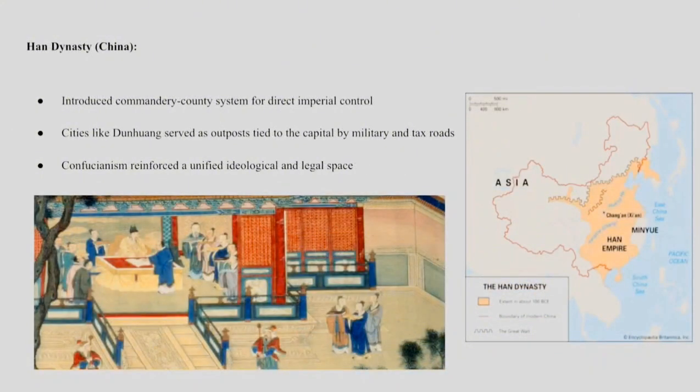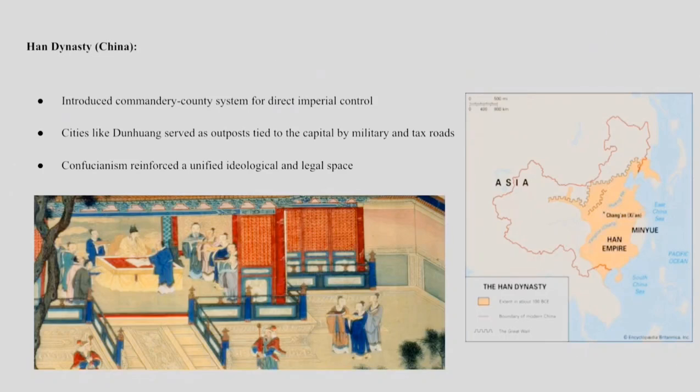This slide shows how the Han dynasty, from 206 before the Common Era to 220 Common Era, organized the empire. They used the commandery-county system to directly control areas. Cities like Dunhuang were connected to the capital by roads, military, and taxes. It also helped unify the empire by spreading one legal and moral system across all regions.